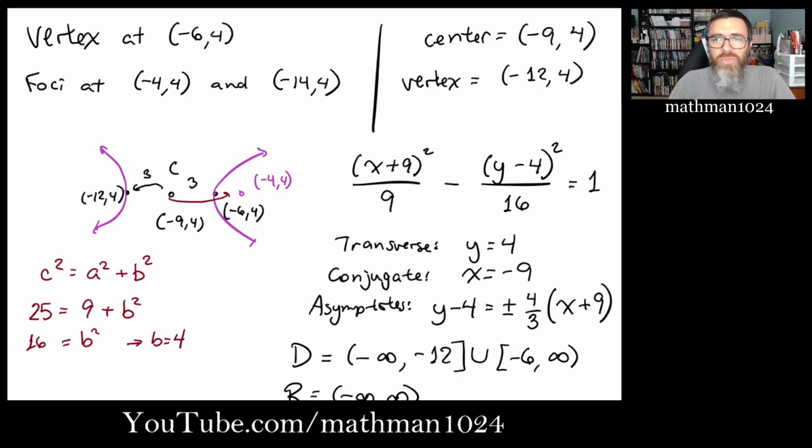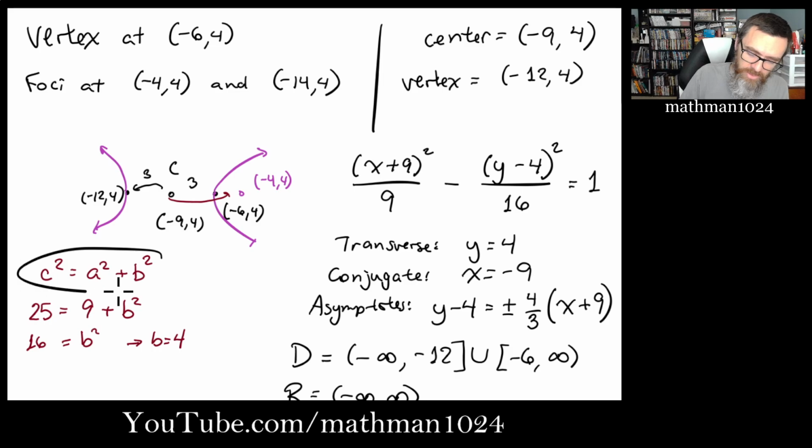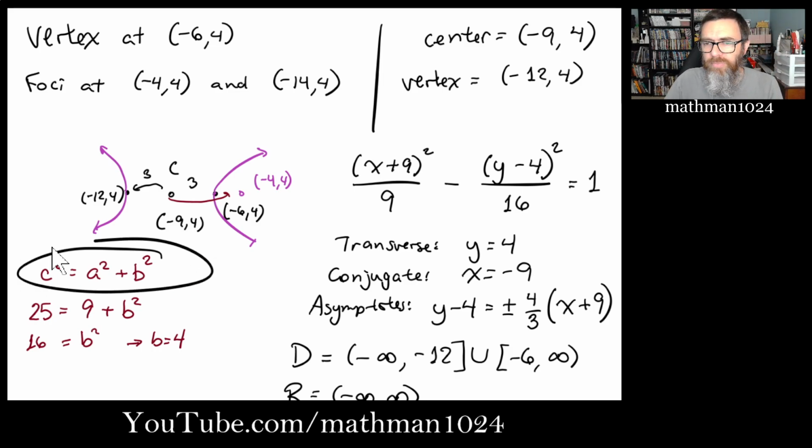And because we knew the center and the vertex, we knew what A or B was, in this case A. And because we knew a focus, we knew what C was. So if you know 2 of the 3 of A, B, and C, you can find the other one using that relationship right there. Draw the picture, get an idea about things, find your transverse axis, your conjugate axis, your asymptotes, and you'll be done in no time.